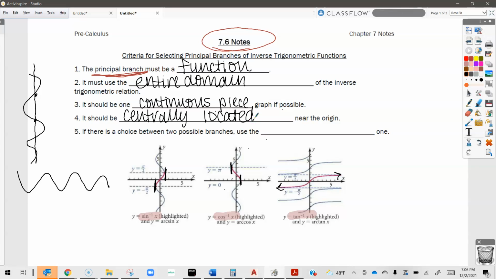And then the last one. Looking at cosine, if you were to just highlight this bottom piece, that would meet all of the first 4 criteria. So that's why number 5 says that if there is a choice between 2 possible branches, use the positive one. That's because trigonometry is more commonly used in basic right triangles, and angles make sense to be positive in basic right triangles, so by default we want positive angles out. That's the background of how and why our calculators give us the answers that they do.